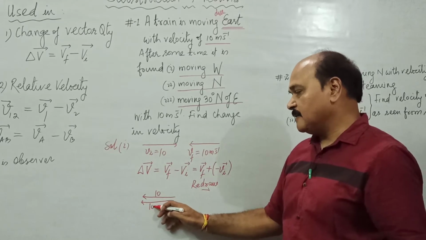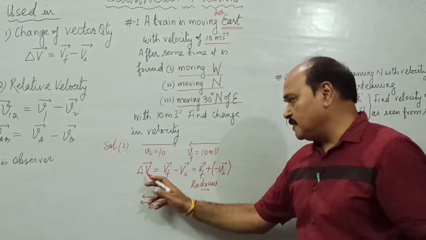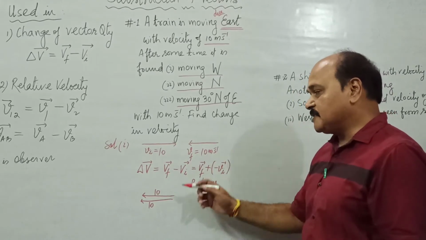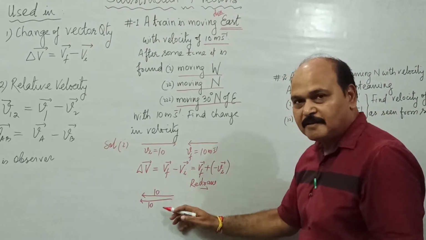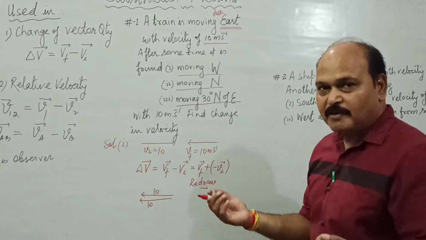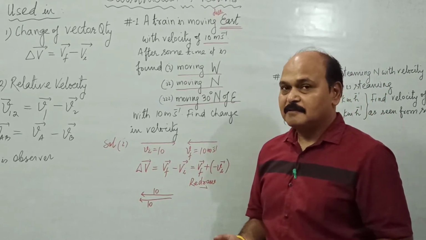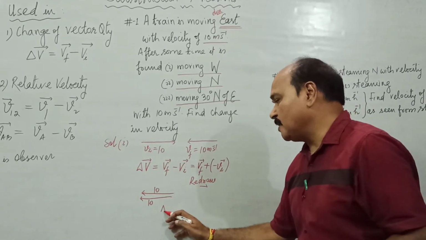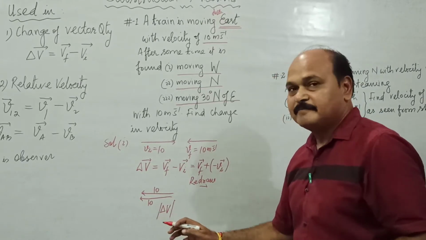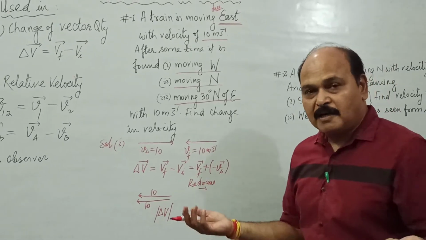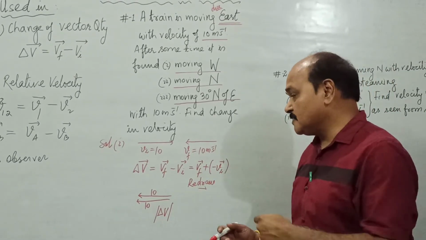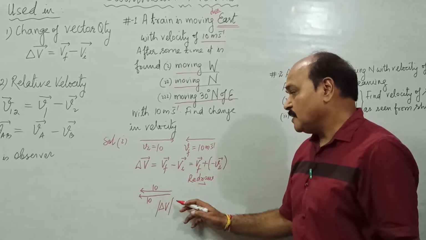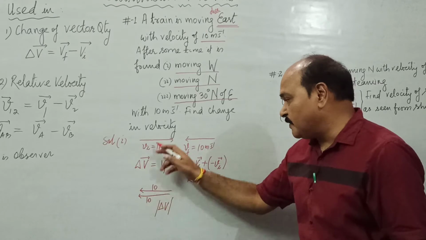This is again 10. So delta V is sum of VF with minus VI. Delta V is sum of these two vectors. And what are these two vectors? These two vectors are parallel vectors. And we already know the sum of two parallel vectors is what? Sum of two parallel vectors is their simple sum. And direction is that of either of the two vectors, the same as the direction of the given vectors.